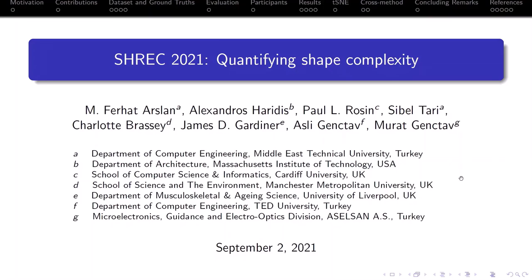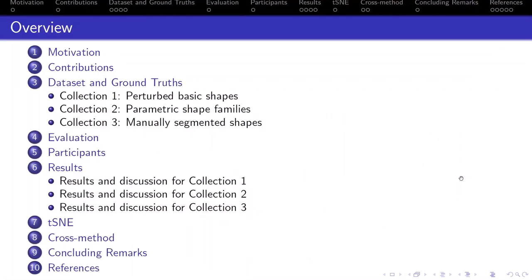SHREC 2021 Quantifying Shape Complexity is a joint work of M. Ferhat Arslan, Alexandros Haridis, Paul Elvorsin, Sibel Tarı, Charlotte Bressy, James D. Gardiner, Aslı Gençtav, and Murat Gençtav. And here is an overview of this talk, and let's start with the talk itself.